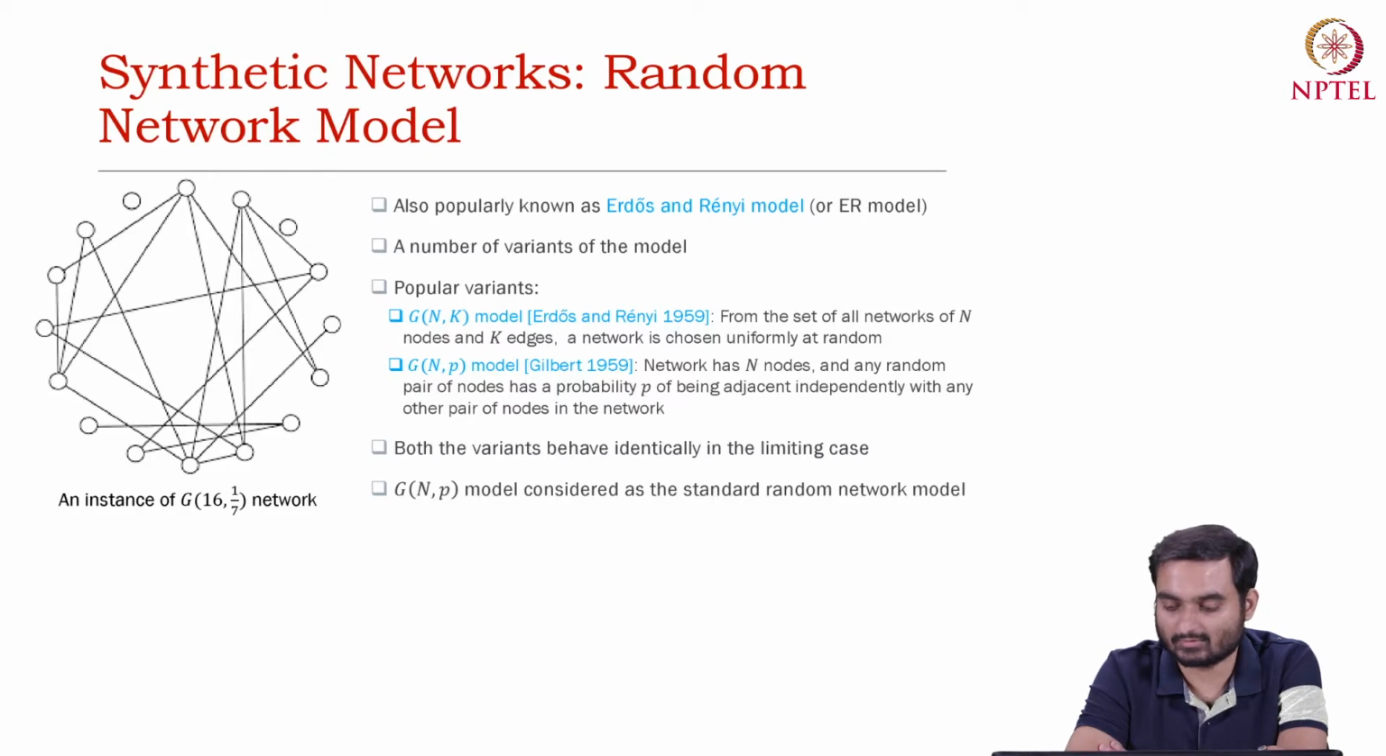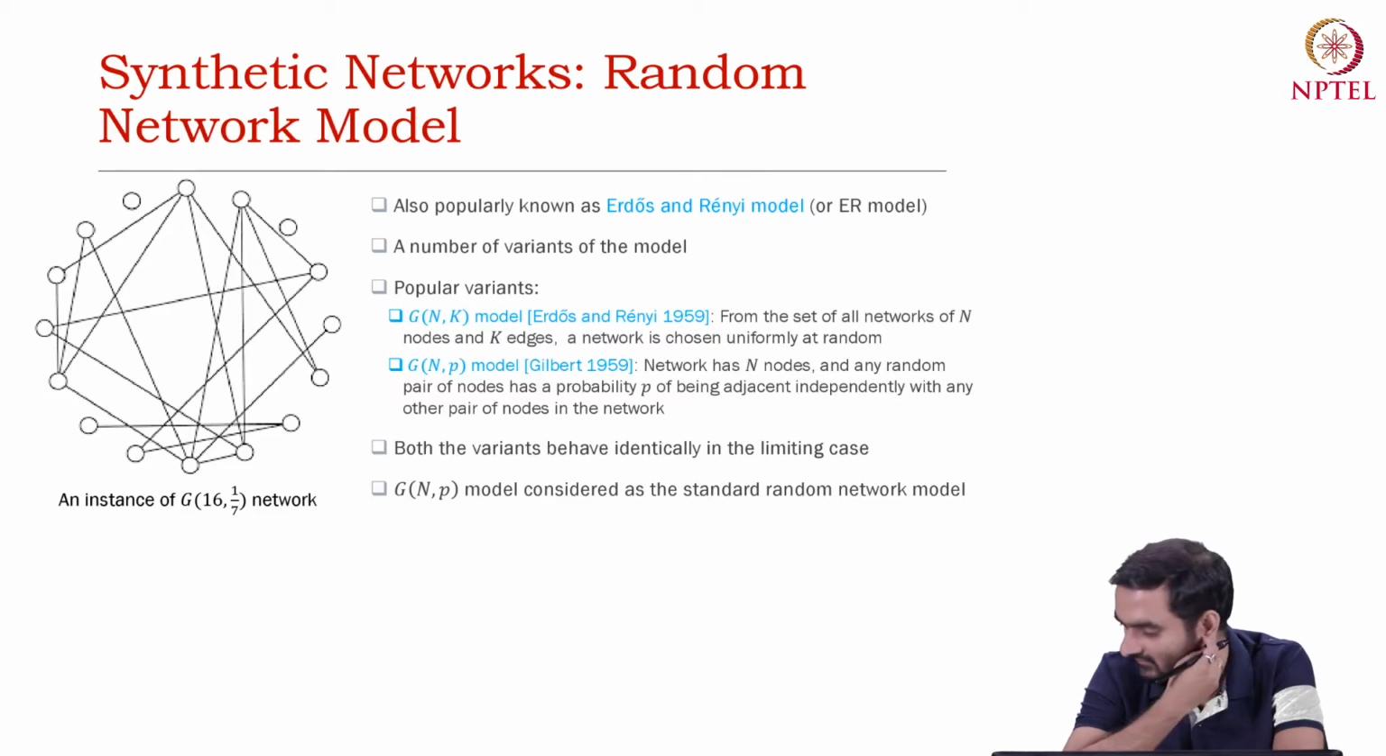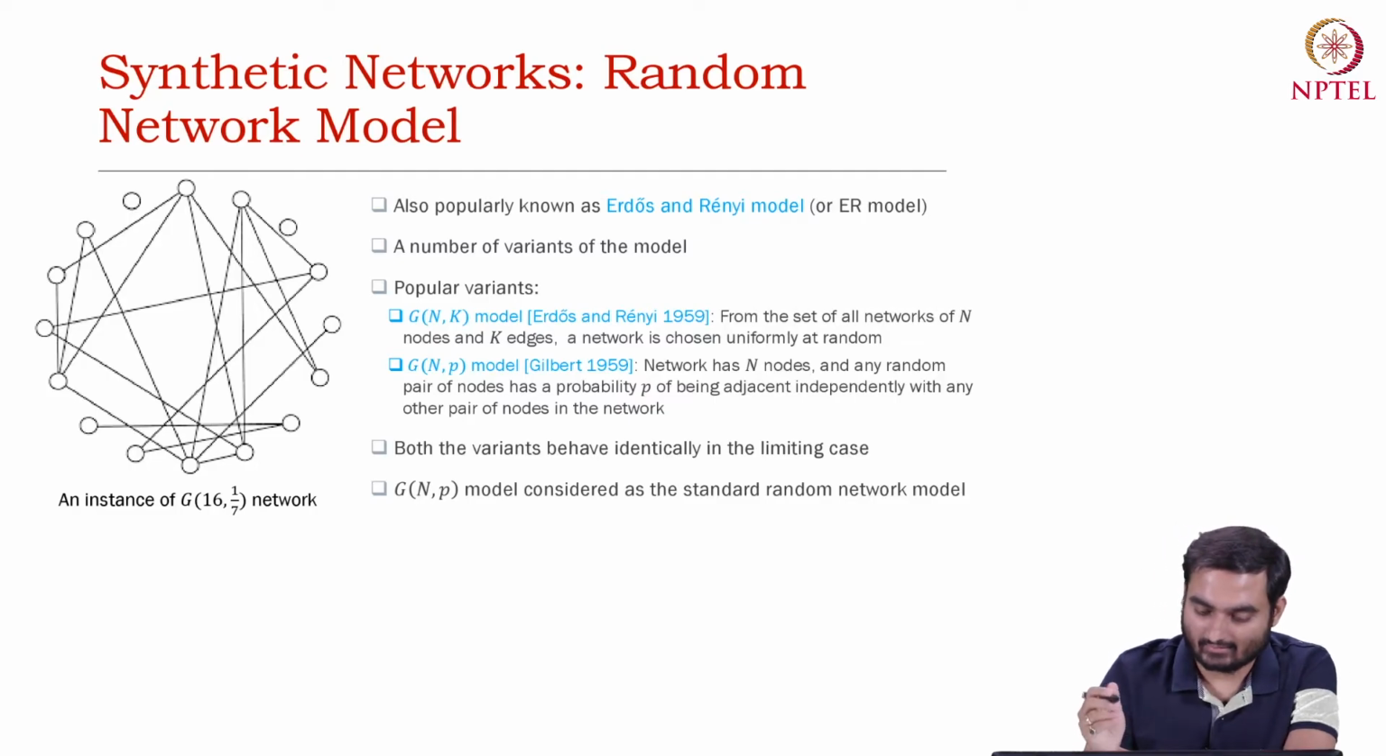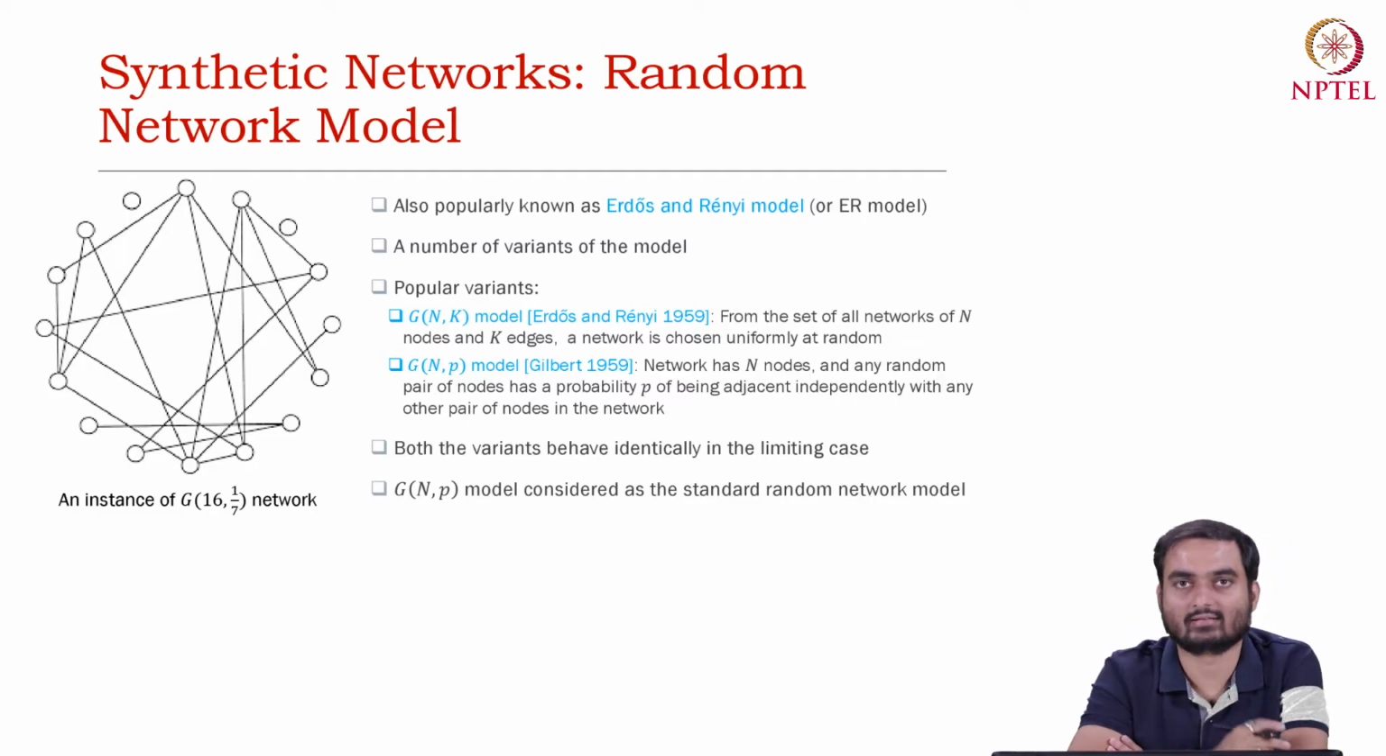This model was proposed by Erdos-Renyi, Paul Erdos and Alfred Renyi, a long time back actually, and it was one of the simplest models that we can think of for generating a random network. This is also called the ER model. ER stands for Erdos-Renyi, and it basically has two realizations. So let's first try to understand how this model works.